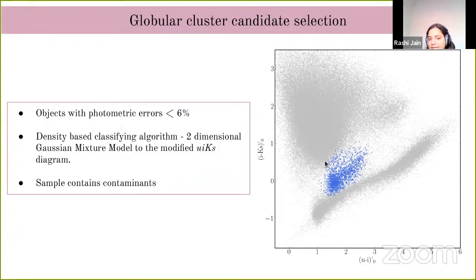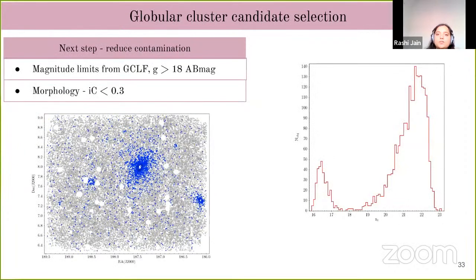But this sample still contains contaminants. So there are high chances of having stars and galaxies in this sample of objects. So we use another criteria of rejection. To reject the stars, we look at the luminosity function, and from the peak of the luminosity function of globular clusters, we know that we do not expect to see any globular clusters which are brighter than 18 magnitudes. And here is a clear bimodality, and anything which is brighter than 18 magnitude is not a globular cluster, so we reject all those objects.